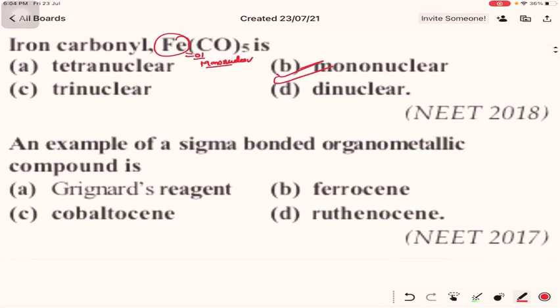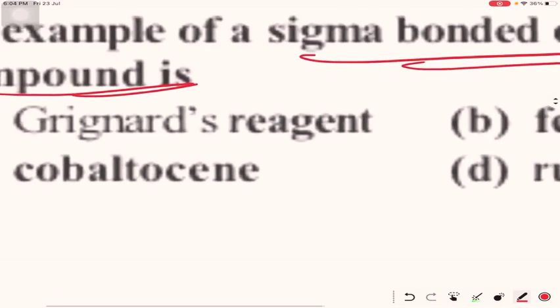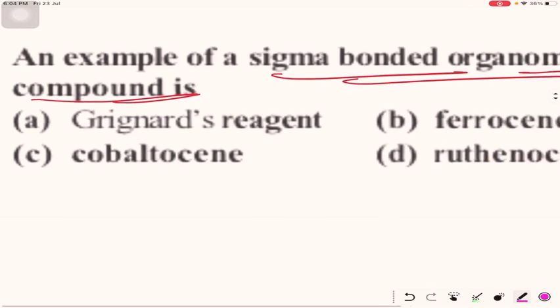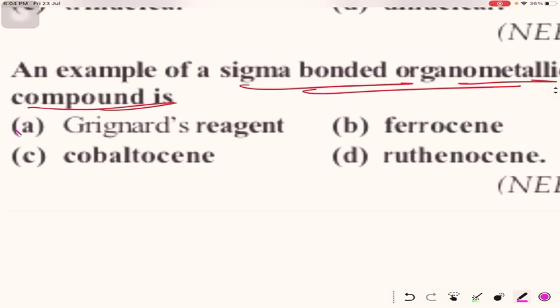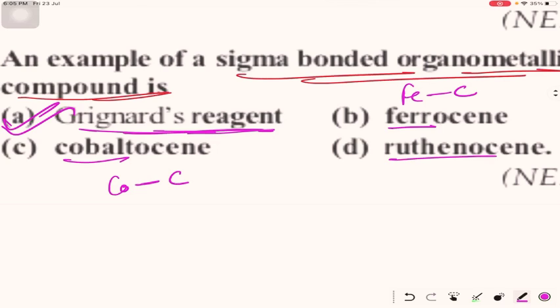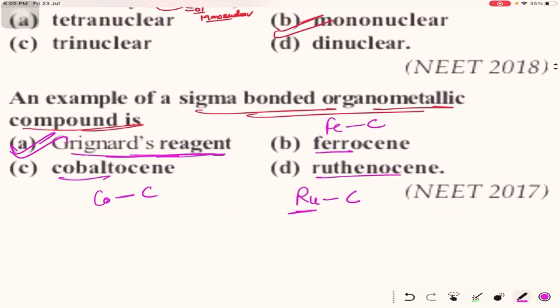An example of a sigma bonded organometallic compound is, sigma bonded means covalent compound. A covalent compound is obtained only in the case of Grignard reagent. The correct option is Grignard reagent, because in ferrocene we have iron carbon bonds, in cobaltocene cobalt and carbon bonds, and in ruthenocene ruthenium and carbon bonds. So the correct option is option number A.